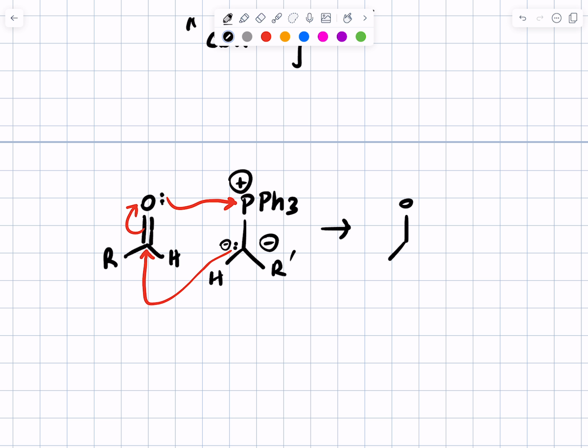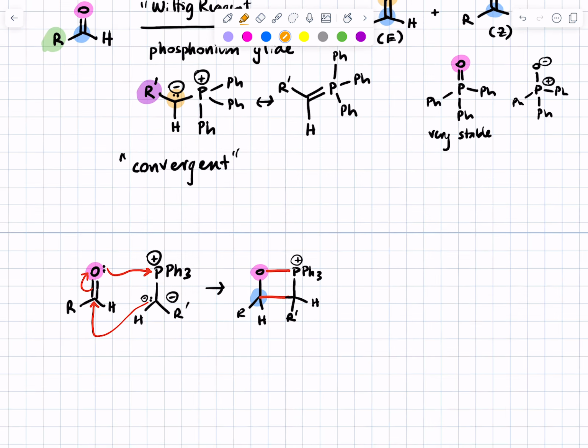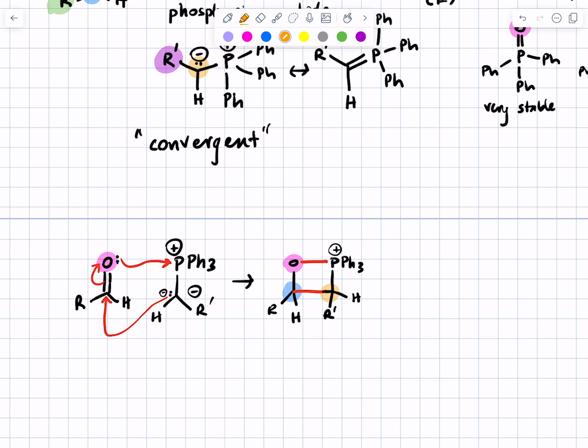If you follow those arrows and look at the consequences, I'm going to continue to highlight in red the new bonds that we made as part of this process. We've made two new sigma bonds. One between the carbonyl carbon and the negatively charged carbon of the phosphonium ylide, and then the other between the carbonyl oxygen and the phosphorus. So if I want to keep our highlighting consistent with what we did above, blue and whatever, orange, that's where the sigma bond comes from.